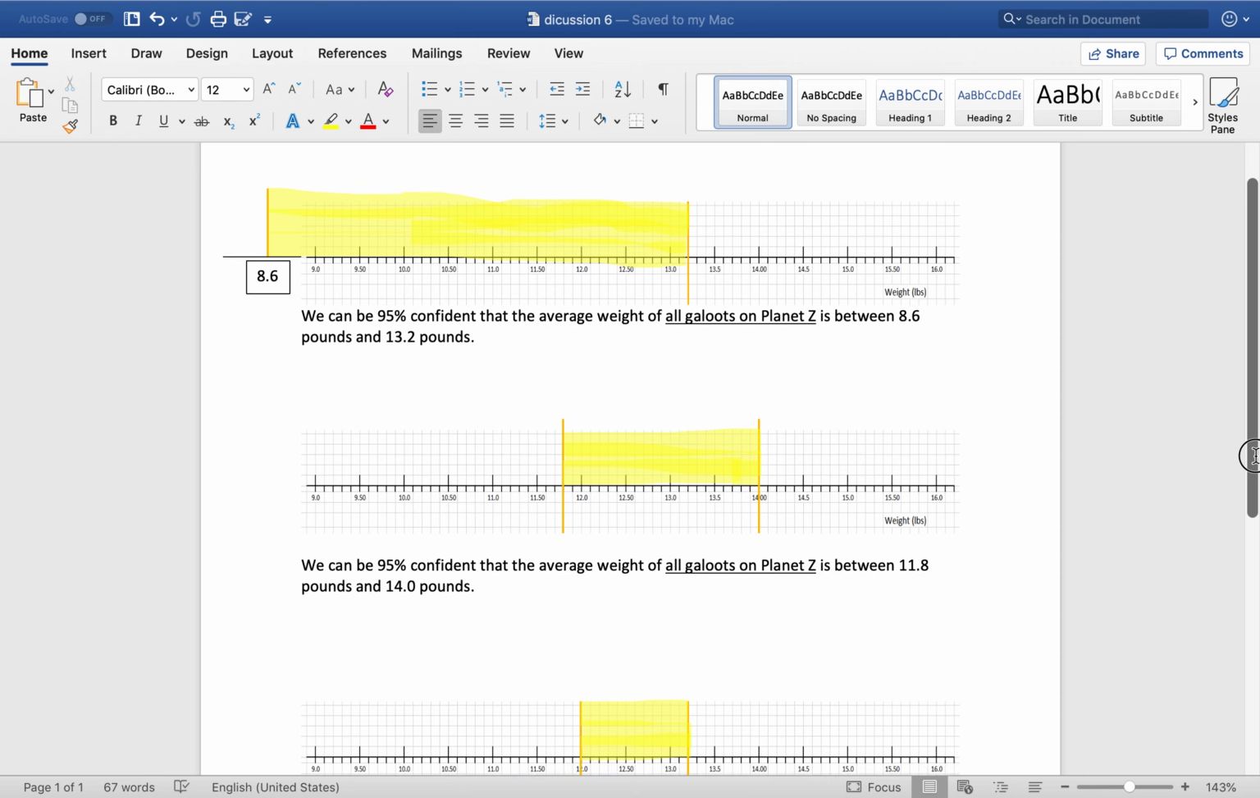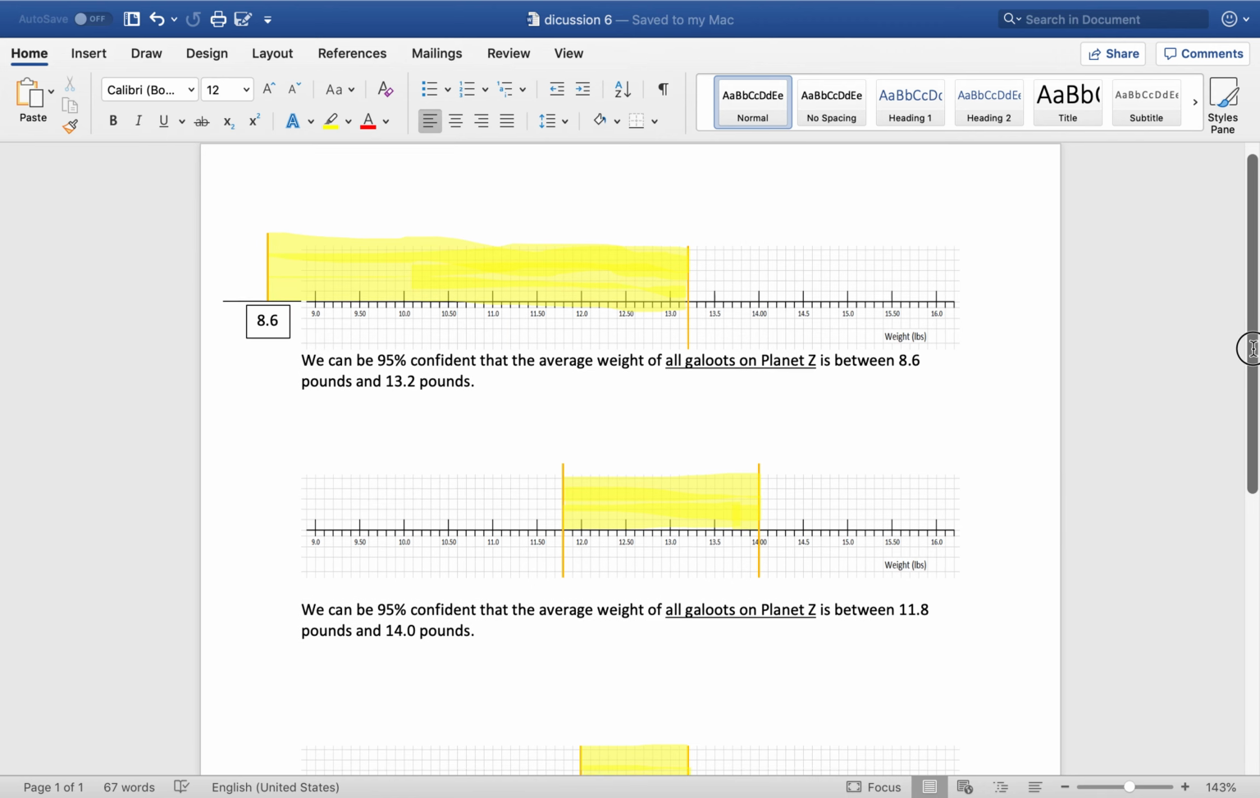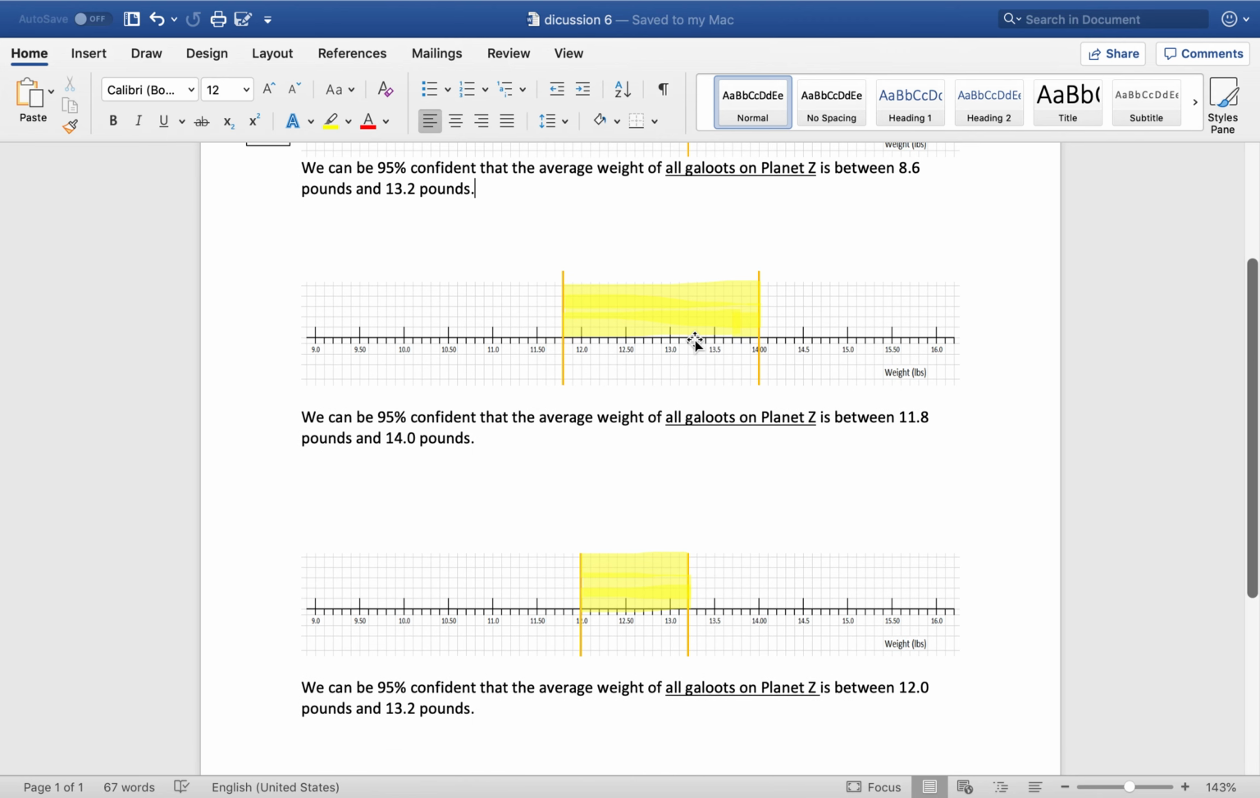And then for my second confidence interval, we can be 95% confident that the average weight of all GLUTEs on planet Z is between 11.8 pounds and 14.0 pounds. And sorry, I forgot to mention, for sample 1, this is the sample size of 10, and the sample size for this one is 40. So yeah, we can be 95% confident that the average weight of all GLUTEs on planet Z is between 11.8 pounds and 14 pounds. And you can see on this interval graph where I highlighted.